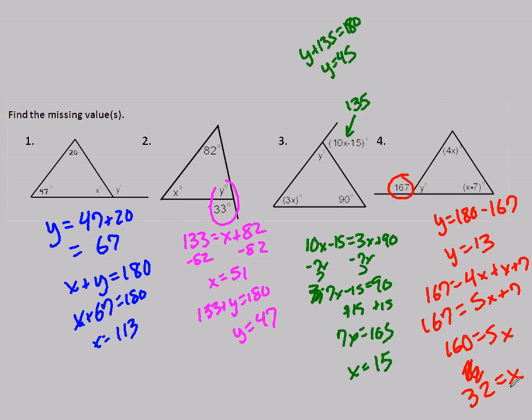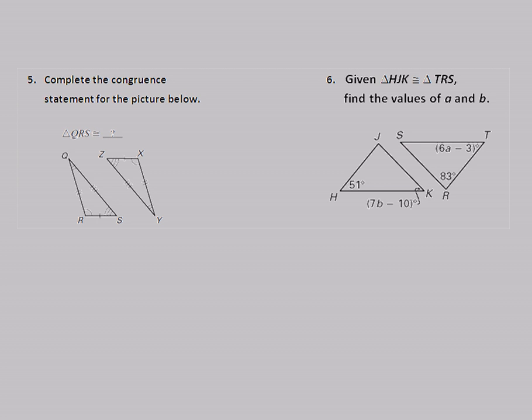So now you've seen these twice, you know they were coming, no excuse for not being able to do them. Alright, number 5, complete the congruent statement. All we look at is what piece of information we know. So QRS went from 2 to 1 to 3. I need to say the same over here, so this is going to be triangle YXZ, because that goes 2, 1, 3, 2, 1, 3.